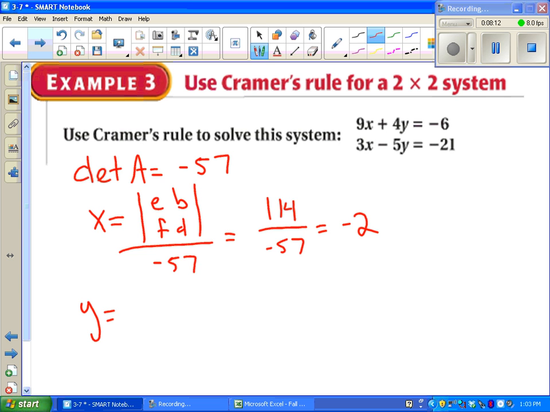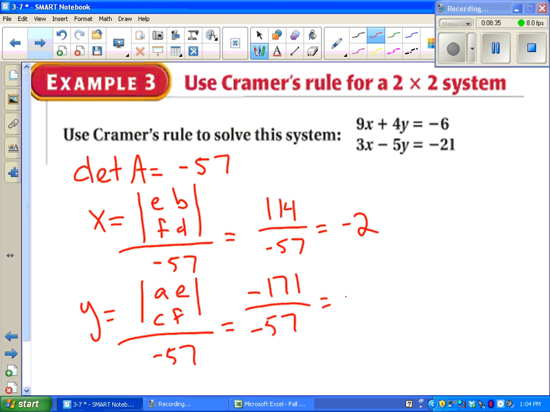You've got to go through a similar process to figure out your y value using the formulas on the previous page. You're going to go AE CF over to the determinant of A, which we already know is negative 57. Turns out to get this determinant, you end up with negative 171, which is positive 3. So our solution is negative 2, positive 3.